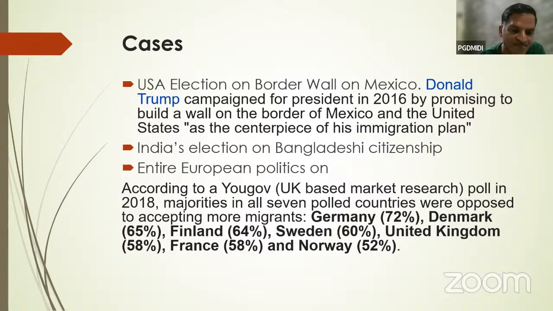In many countries, like the USA, you already witnessed, though Donald Trump lost the election, it was a major campaign by him to build a border wall on the Mexico-United States border. This was one of his promises, and many people support that also. Those kinds of anti-immigration policies and narratives were developed not only in the USA but across Europe. India's election on Bangladesh citizenship, even CAA, and all these are entire European politics.